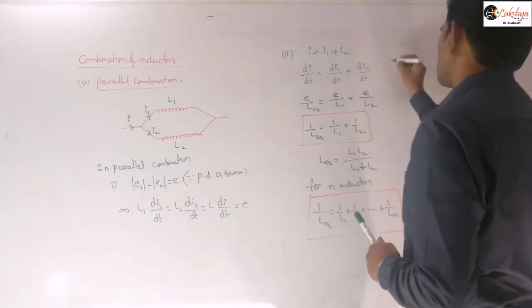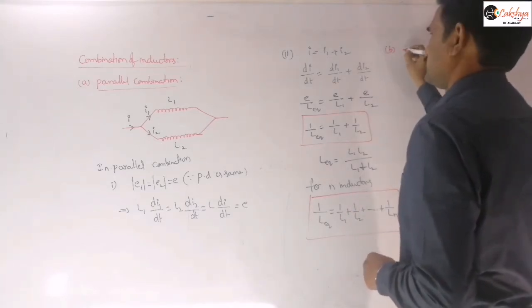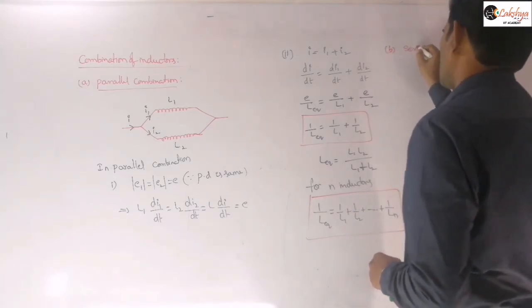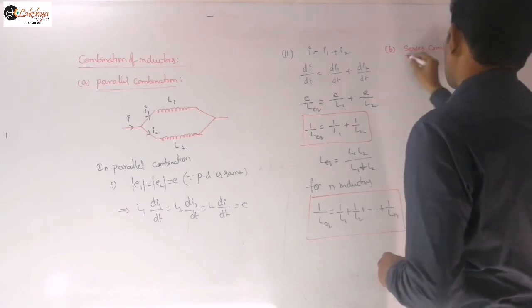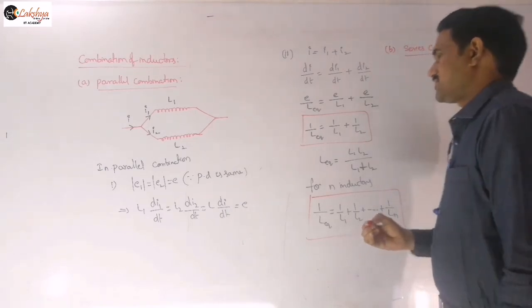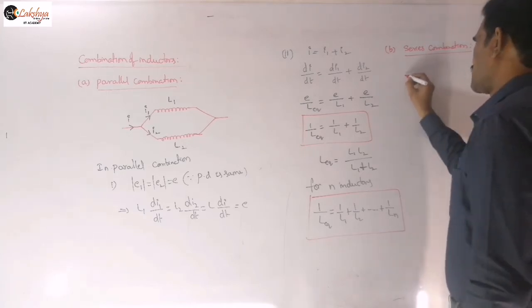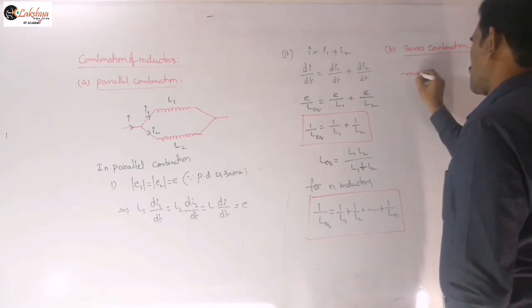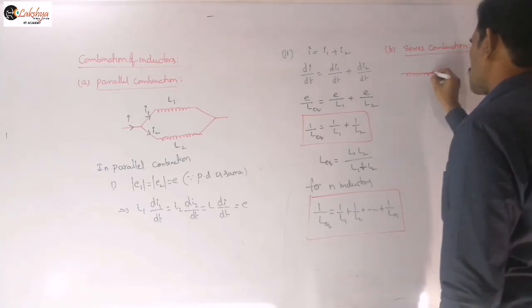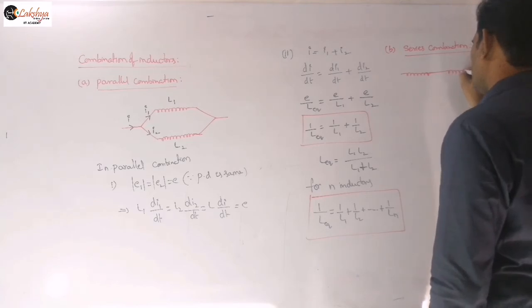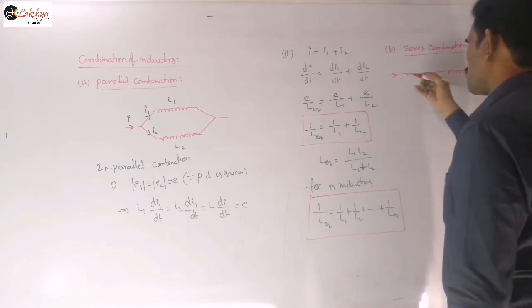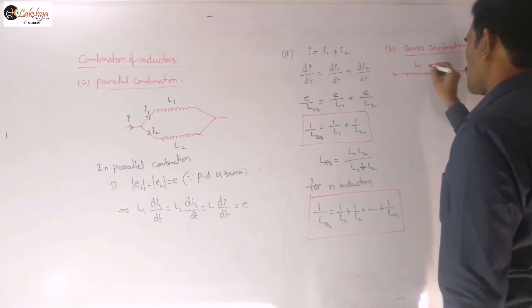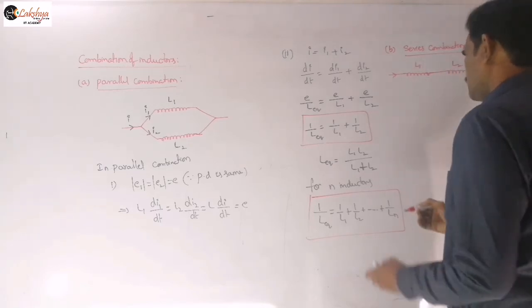So now let us take this series combination. Series means, again, in case of resistors, the same principles we need to apply here. Let us consider that two inductors are joined in series like this. Here also, first we are neglecting any mutual inductance between them. So suppose I am taking this as L1 and L2, right?